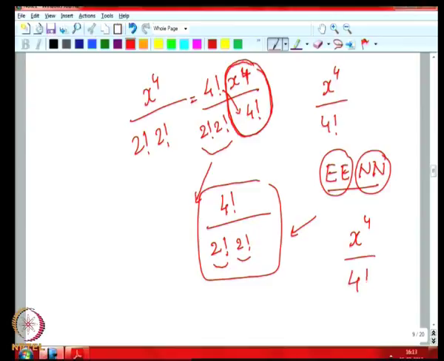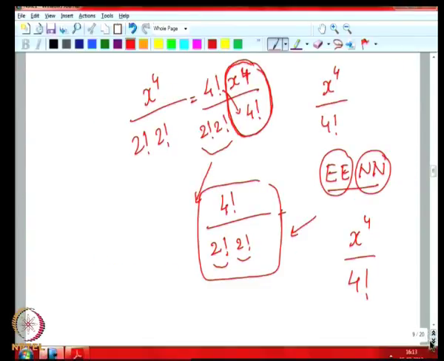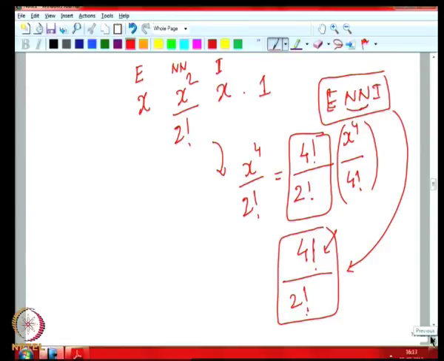The final coefficient of x raised to 4 by 4 factorial will be this plus, for each of them. So this plus, sorry, this was one, and this was another, like that. For each selection we got some term and we were adding them up, right.